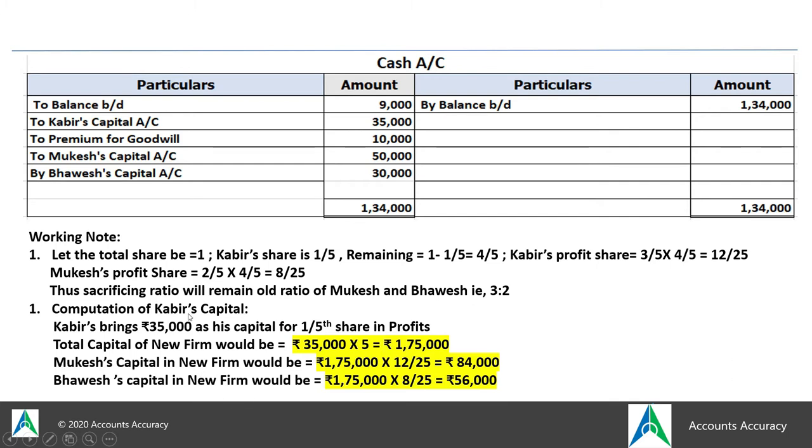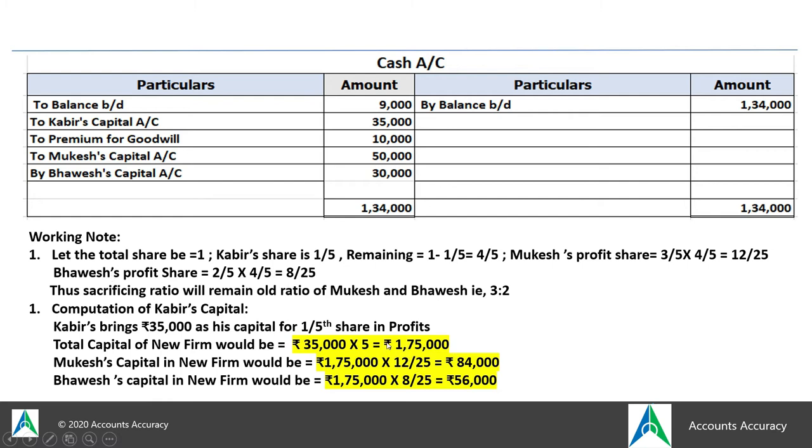But for that, we need to know their new profit sharing ratio. As we can see, Kabir has entered for 1/5 share. Now from 1, when we are deducting 1/5 share which has been given to Kabir, it's been left 4/5. So this 4/5 is the share which is left for Mukesh and Bhavesh. So when we are multiplying Mukesh's share 3/5, that is old share, with the remaining share, we are getting 12/25, which is the new share of Mukesh. In the same way, for Bhavesh, his old share, that is 2/5, when we are multiplying with the remaining share 4/5, we are getting 8/25, which is the new share of Bhavesh.